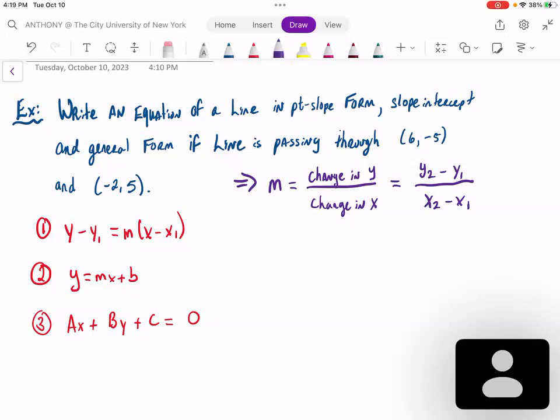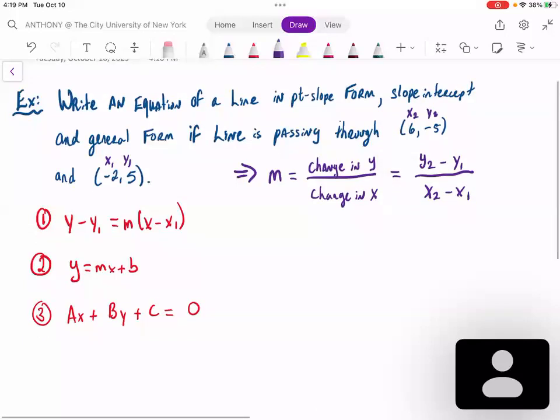For example, the first point, which is given as (6, -5), you could have labeled that as x1, y1, but you could have also labeled it as x2, y2, right? So you could say that this is your x2, y2, your (-2, 5), you could label that one x1, y1. So if I want to compute my slope, m, this is equal to the change in y's. So it's y2, which is -5, minus y1, which is 5, all divided by x2 minus x1. So it's 6 minus -2.